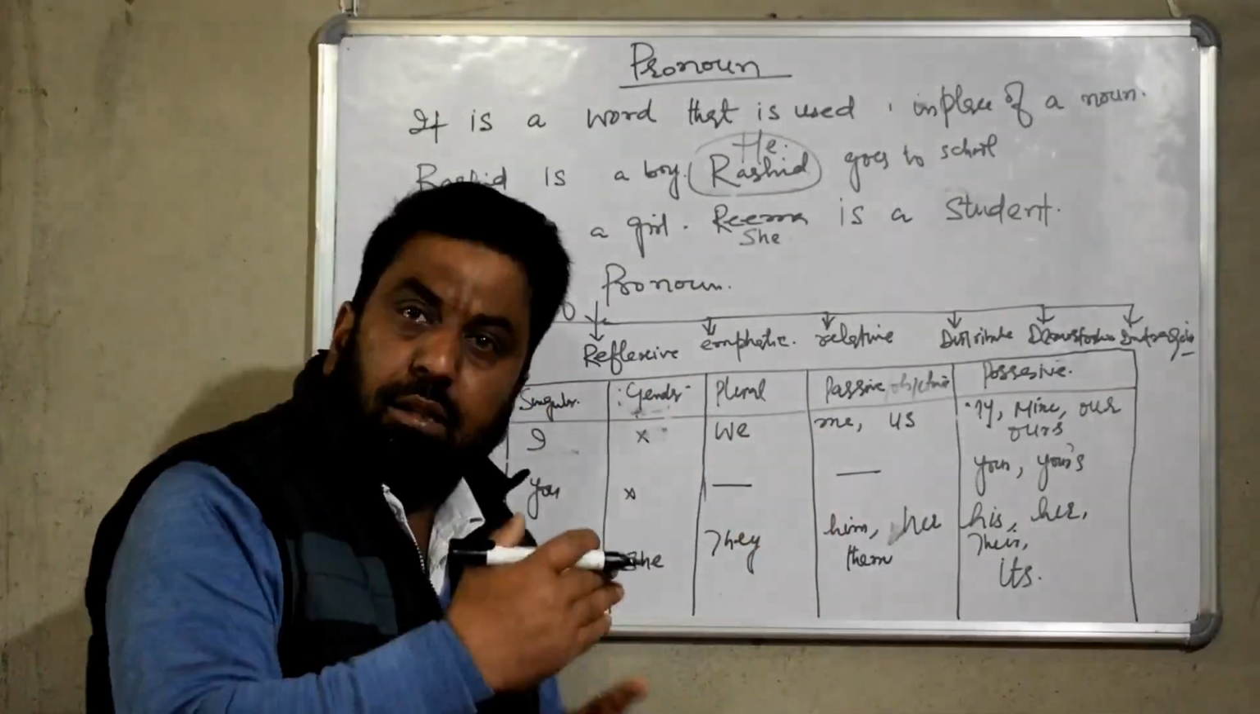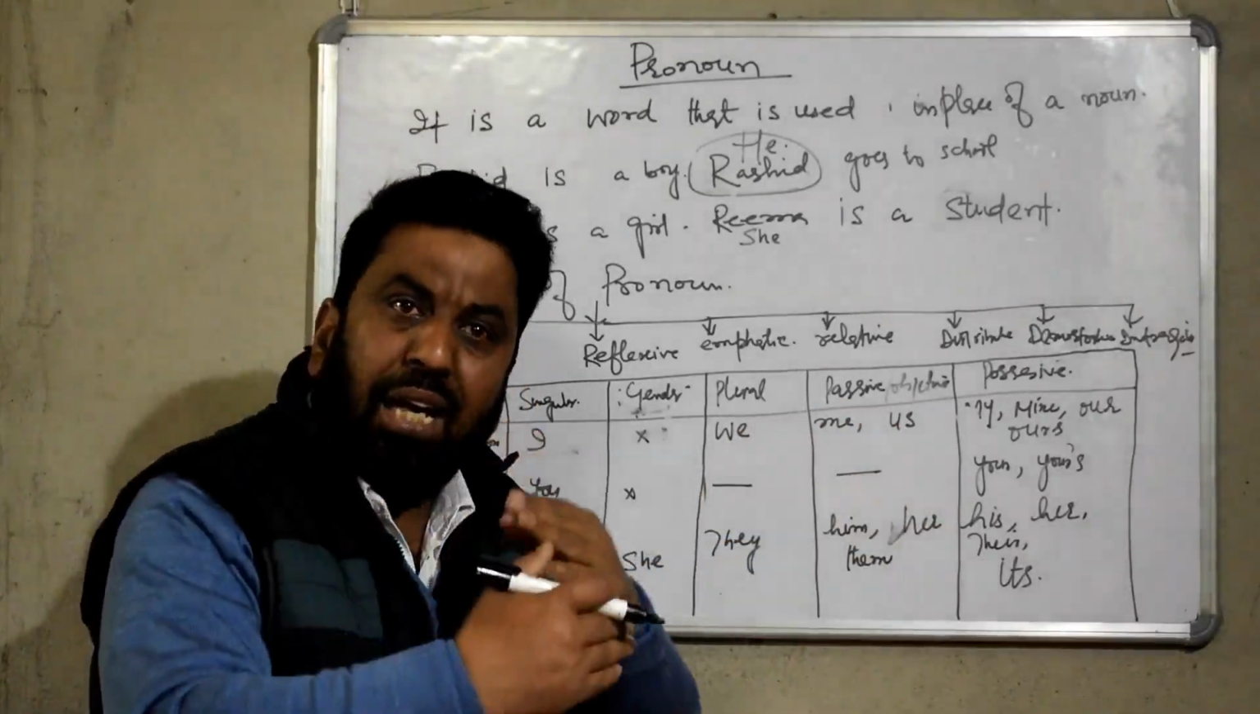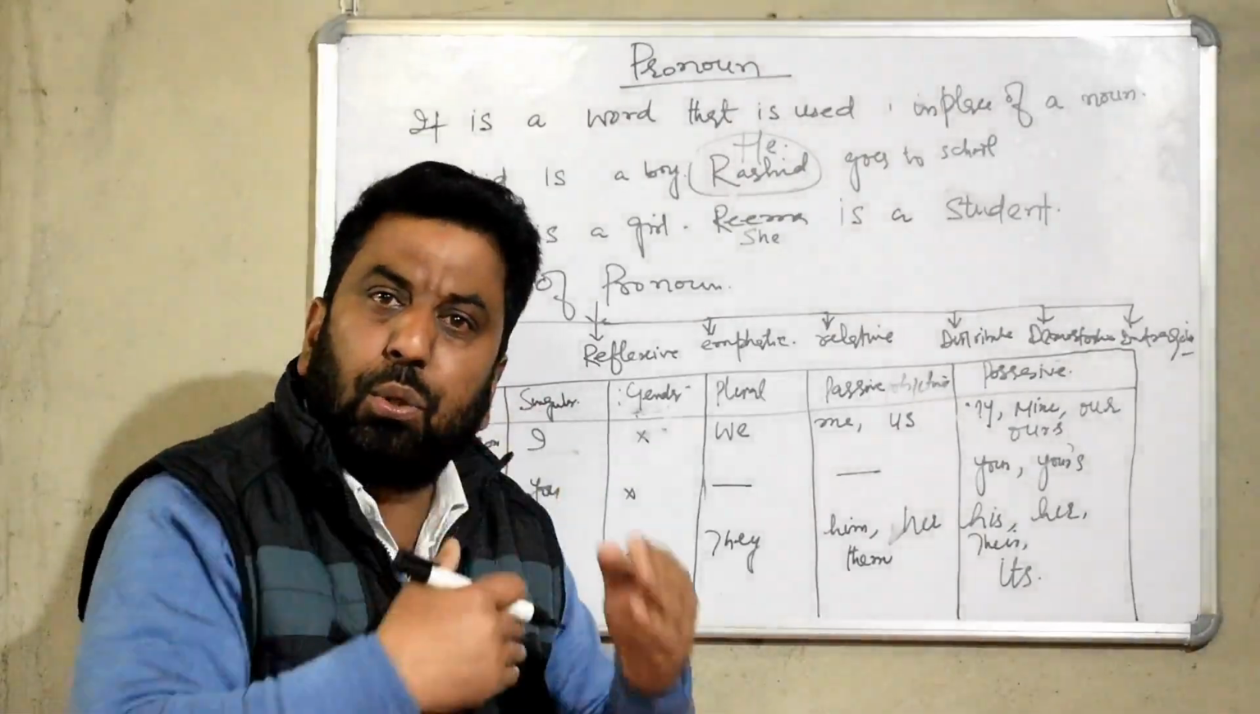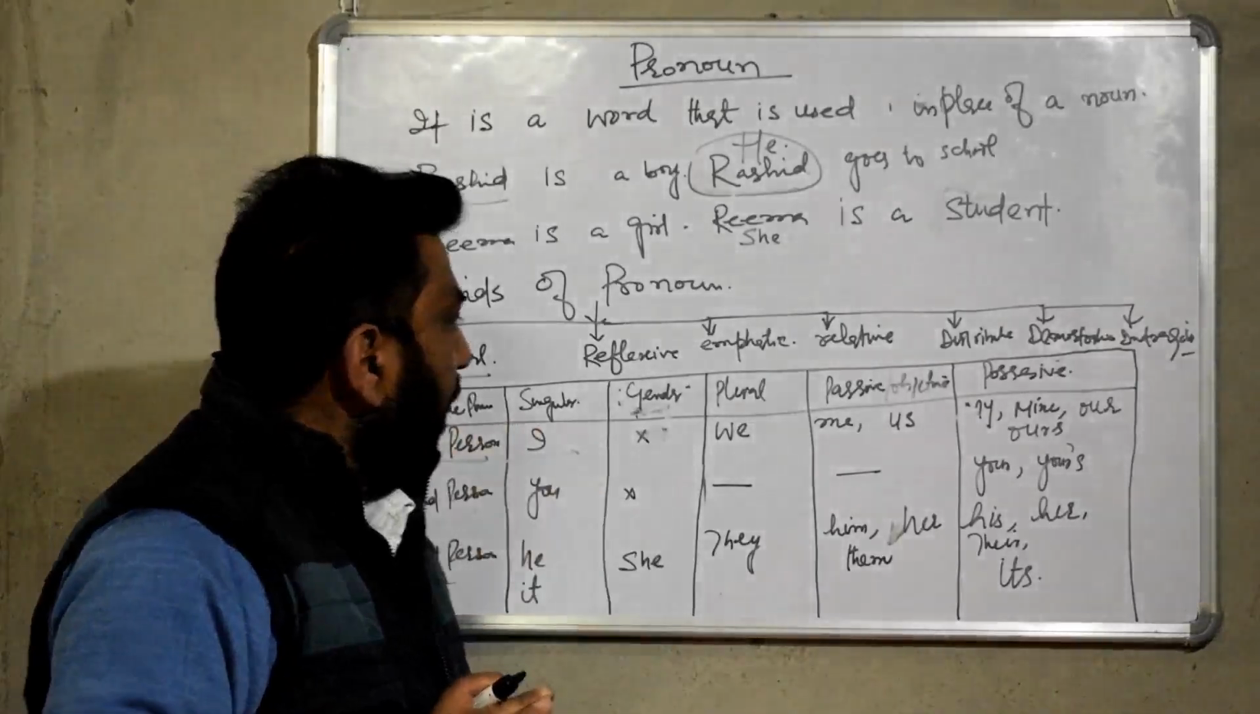And similarly, the objective case of we is us. We teach you. You teach us. So us is the objective case of we.